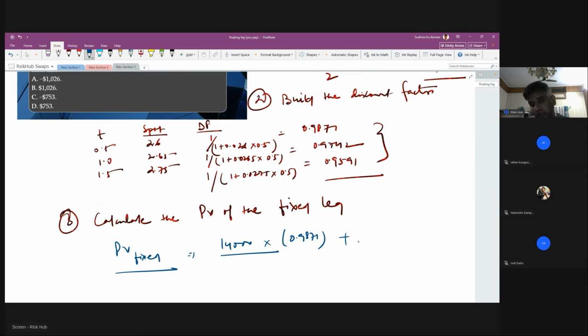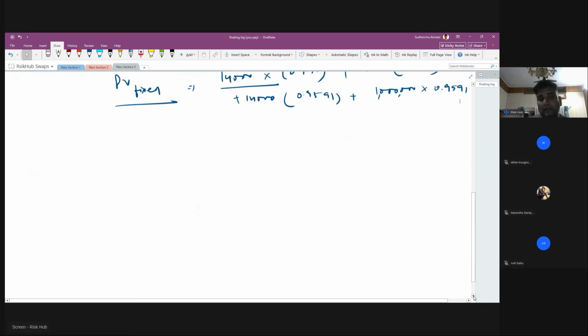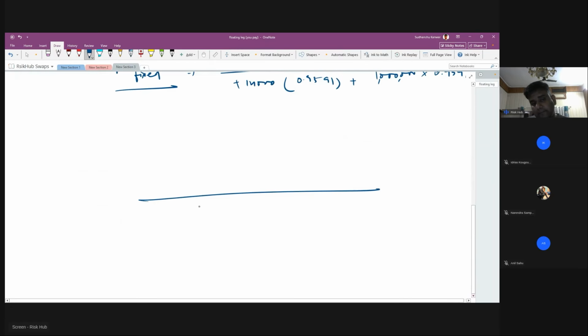Next is again 14,000, which is multiplied by 0.9742, and again 14,000, which you multiply by 0.9591. Your last cash flow is the 1 million principal amount, which comes back. That will be multiplied by the last discount factor, for 1.5 years, 0.9591. So if you see, just on time value of money, what is happening here is that you are getting basically 4 coupons.